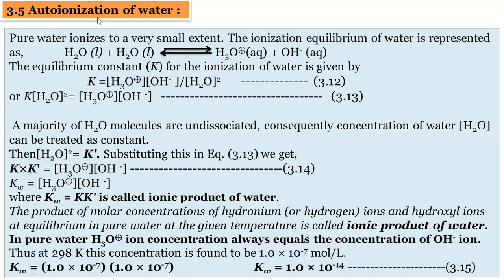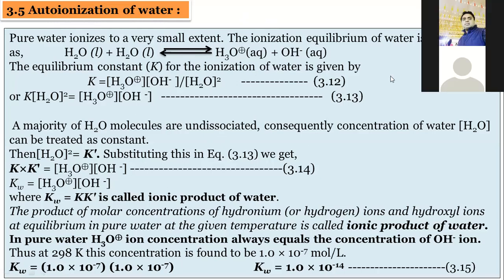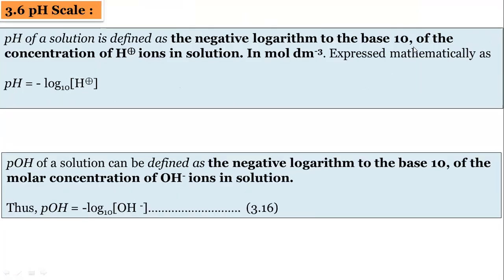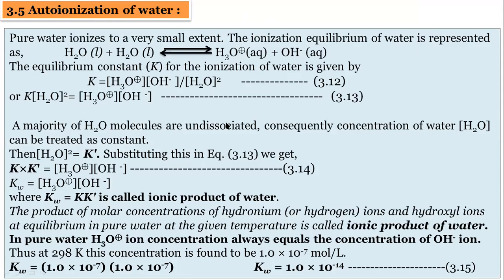This autoionization of water can be asked for the derivation purpose. Remember, autoionization of water means pure water ionizes. It is in very small content. In pure water, the concentration of H3O+ and the concentration of OH- is the same. It is exactly equal to 1.0 × 10^-7.